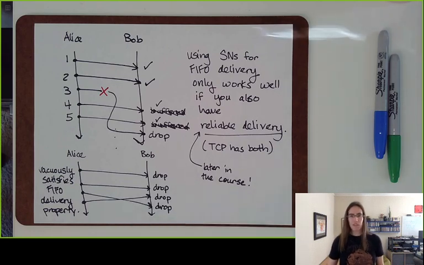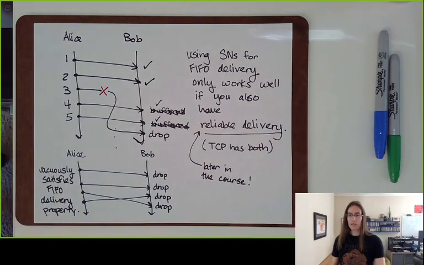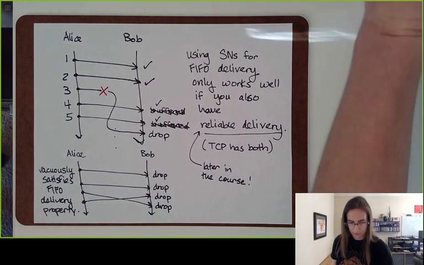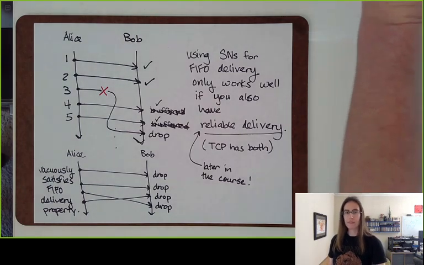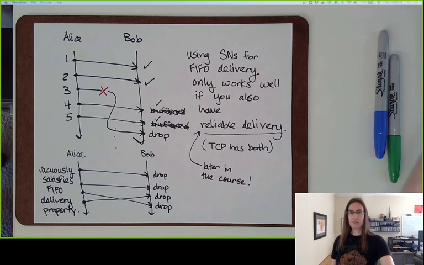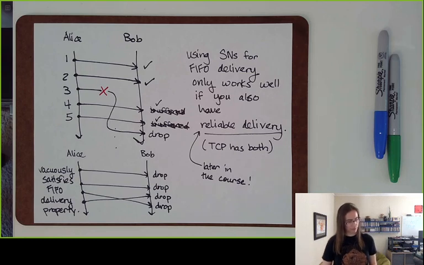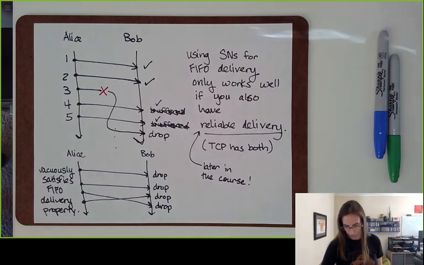Okay, we're almost done with our discussion of FIFO delivery. Any other ideas for implementing FIFO other than sequence numbers? Can you think of another way, other than using sequence numbers, that we could make sure that our messages are getting delivered in FIFO order?